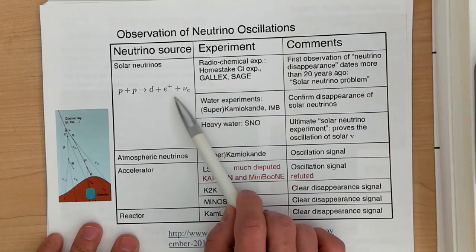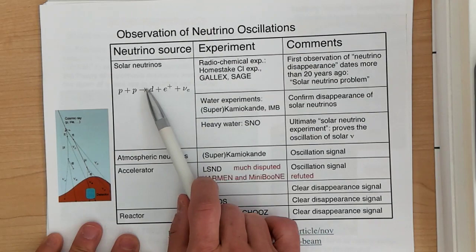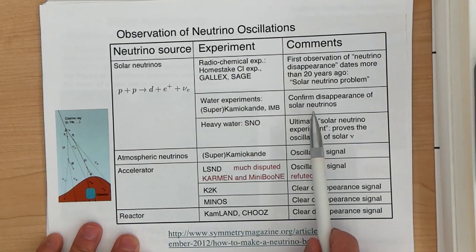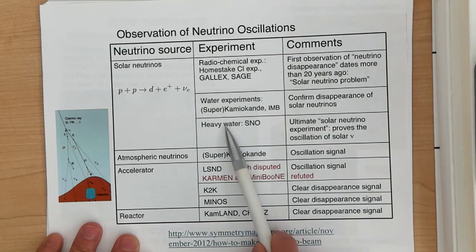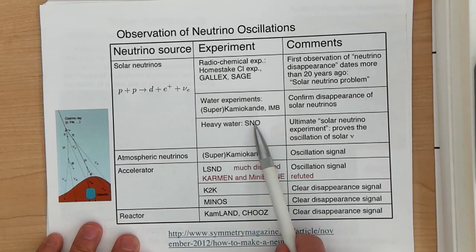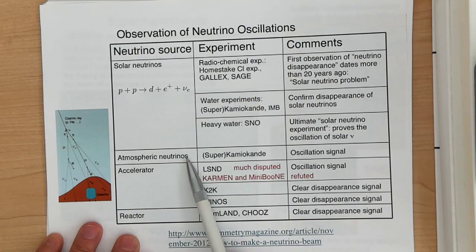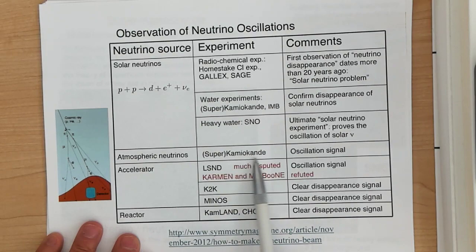Now, for the solar neutrinos, there are experiments in Japan, Kamiokande or Super-Kamiokande now, that confirm the disappearance of solar neutrinos, and this also became a Nobel Prize, as well as the Sudbury Neutrino Observatory in Sudbury, Ontario, in Canada, where they do the same thing. They're measuring solar neutrinos. Then you can also measure atmospheric neutrinos, coming not directly from the sun, but from the atmosphere, and this is also detected in Super-Kamiokande, and they're looking for oscillations.